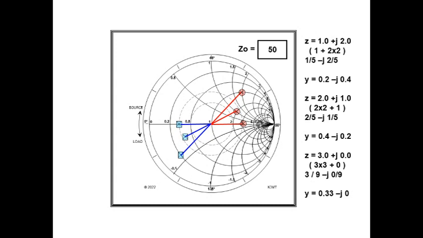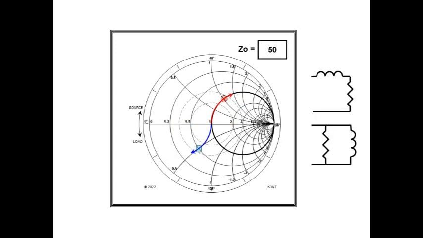To calculate Z from Y, do the same with the G and B values. Every impedance on the R equals 1 circle will plot as an admittance on its image circle we sketch here. We will see a special use for these unit circles.